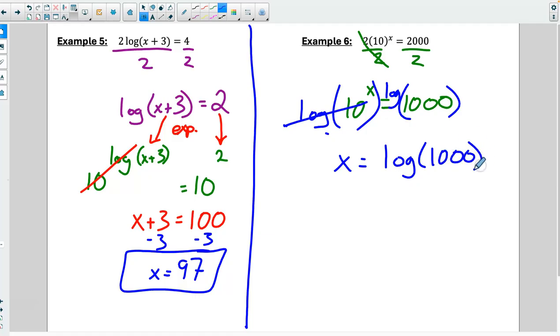Now, your calculator, again, is in base 10. You don't have to do a change of base formula here. You just type in log 1,000 and hit enter. And what do you get? 3. All right. So when you take a look at this, don't overcomplicate it. Sometimes you have to do a change of base. Sometimes you don't. Questions?